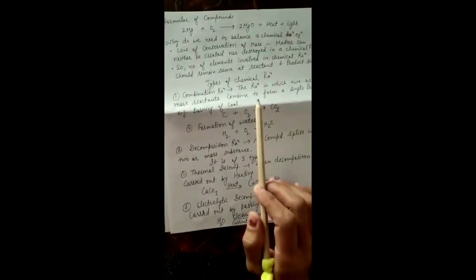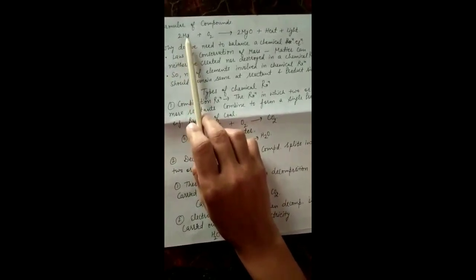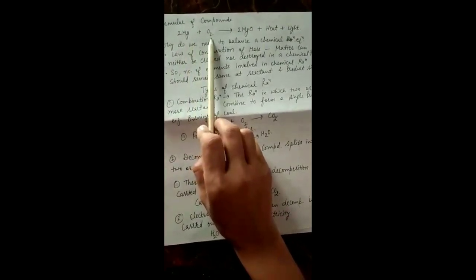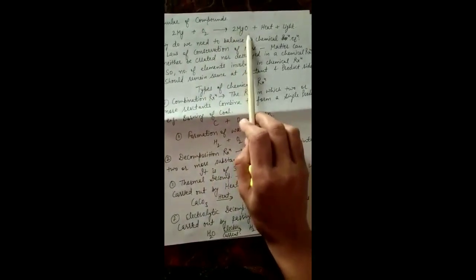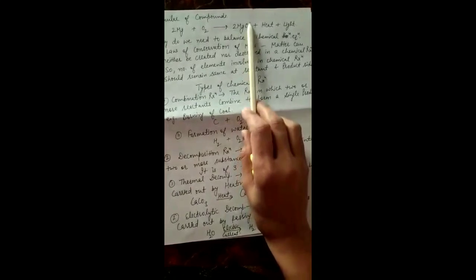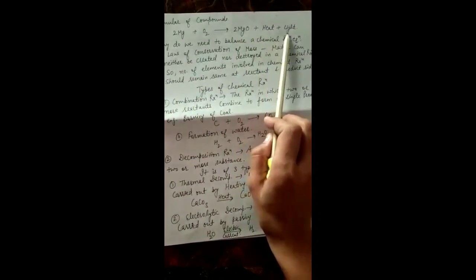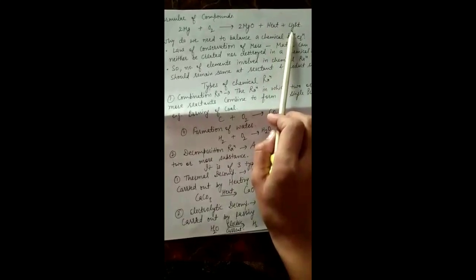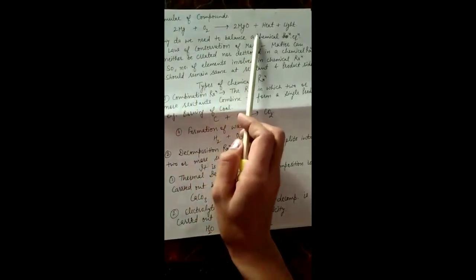Suppose magnesium, symbol Mg, plus oxygen O2, arrow sign, the formula is MgO, plus heat plus light. After that you can balance the following equation.